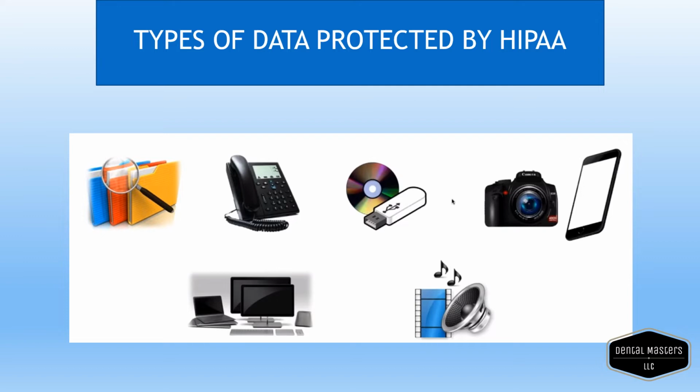There are many types of data that are protected by HIPAA, and that data can be stored either as paper charts, it could be having conversations on the phone, removable devices, photographs, your computer networks, and even audio files.